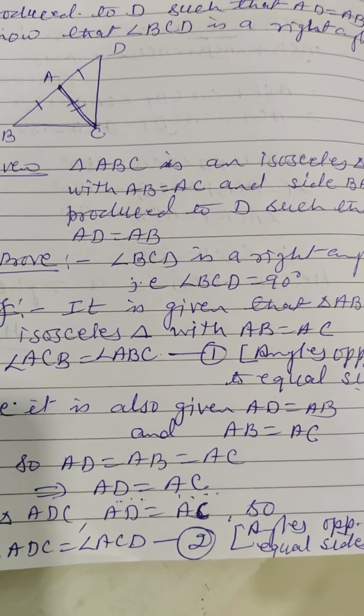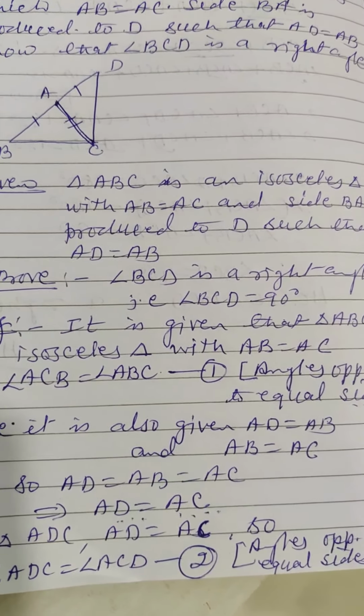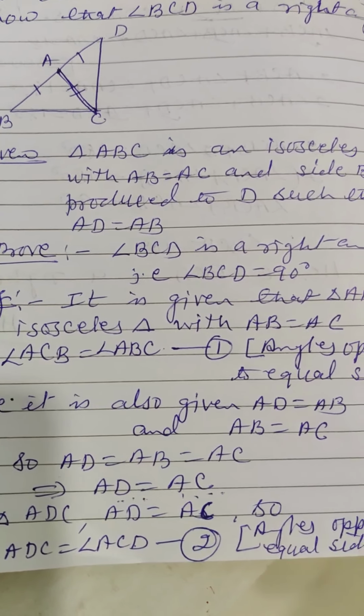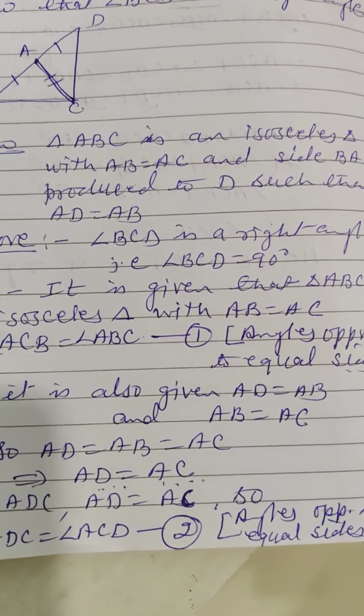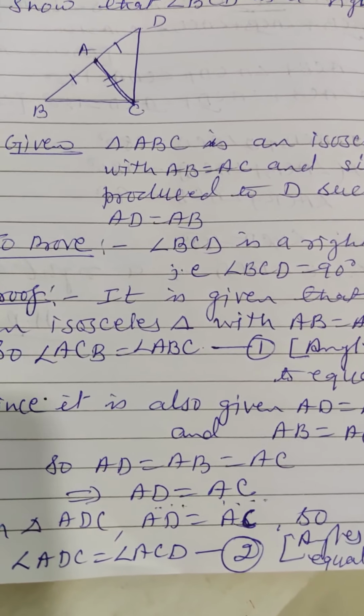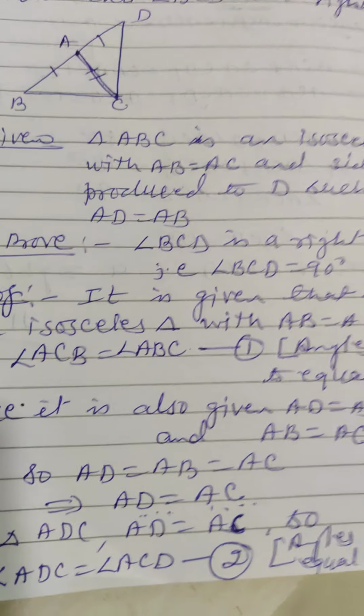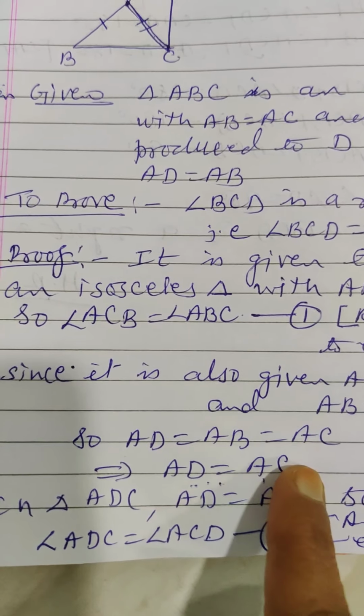Since it is also given that AD is equal to AB, we have produced it. So now AB is equal to AC. So AD is equal to AB is equal to AC, which implies that AD is equal to AC.